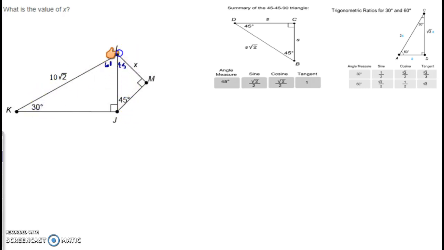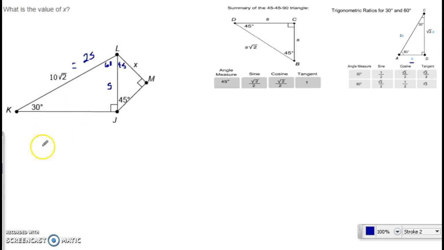So the first thing you want to do is find the hypotenuse of the 45-45-90 triangle. It's one of the legs of the 30-60-90, the shortest leg. So let's first look at our ratios for our 30-60-90. This side opposite the 30-degree angle is S, and the hypotenuse is going to be 2S.